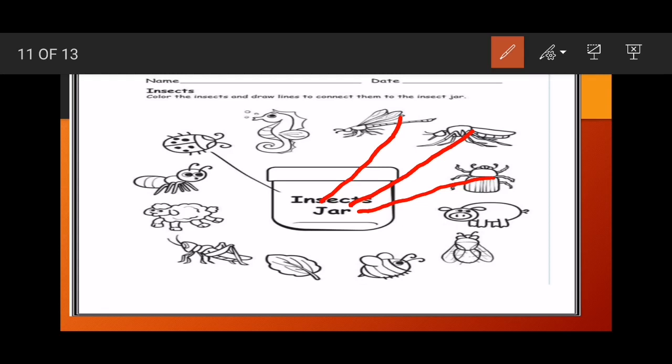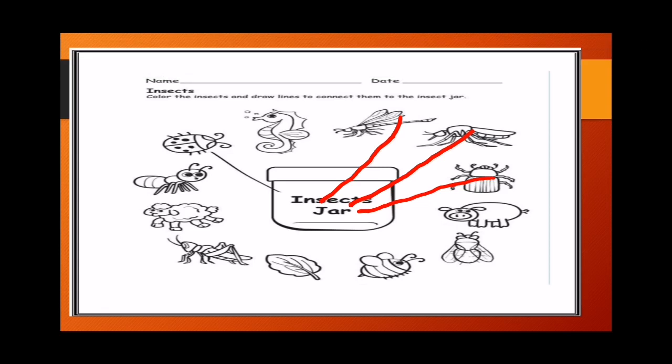Okay, now come to the next one. What is this, student? Pig. Very good. Pig is an insect or not? No, it is not an insect, so we are not going to connect it. Okay, students, now in the same way you are going to check which one is the insect and you are going to connect it with the insect jar.